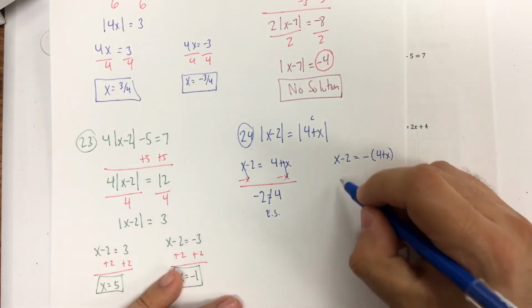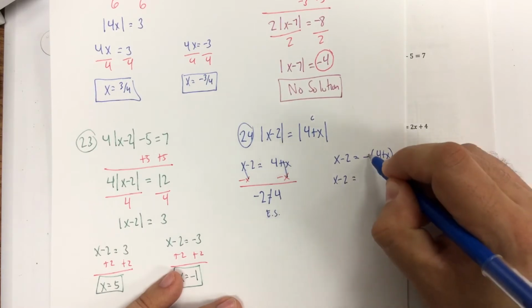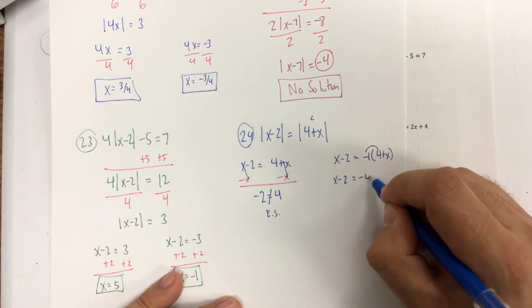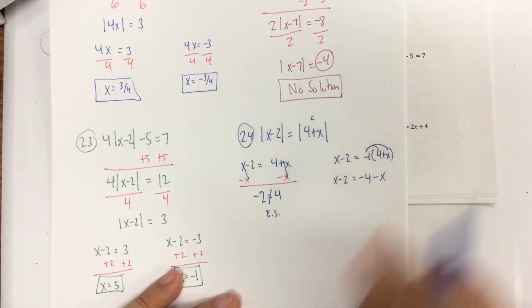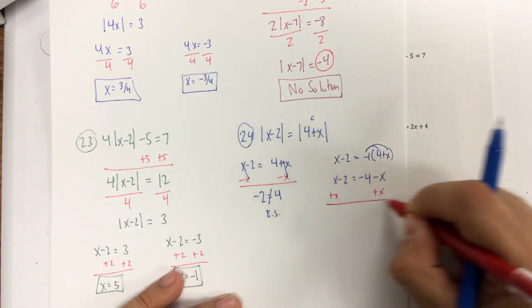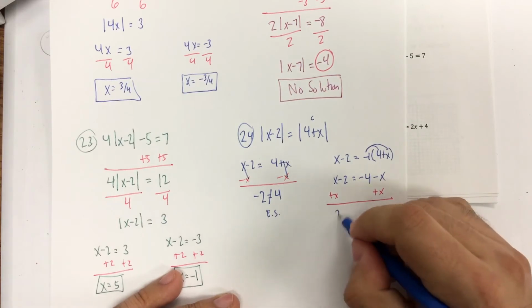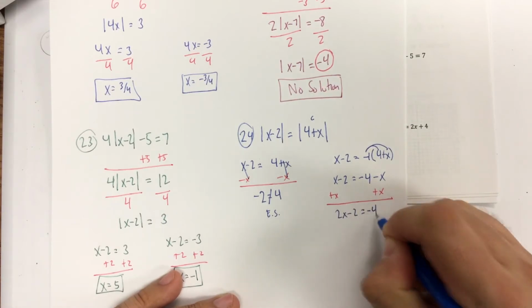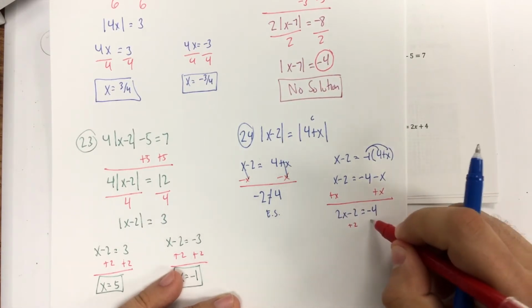On the right side, we're going to work it out. First, we're going to distribute the negative sign. So let's put a negative 1, so that becomes negative 4, and this becomes negative x. So first, I like to move the variables to the left, so we're going to add x to both sides. So 2x minus 2 is equal to negative 4. We're going to add 2 to the other side.